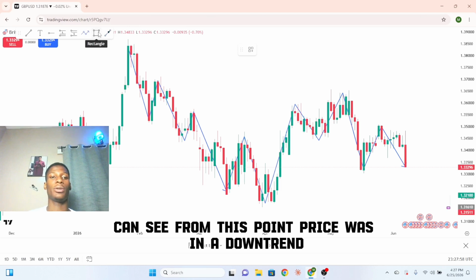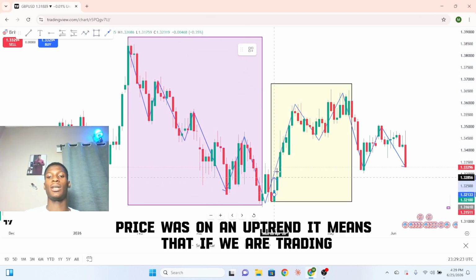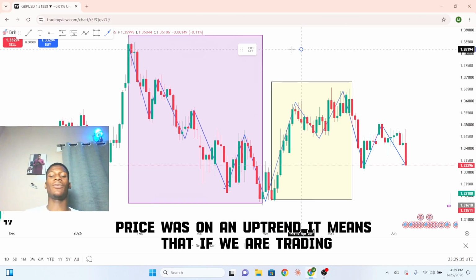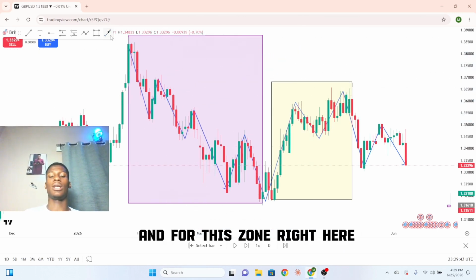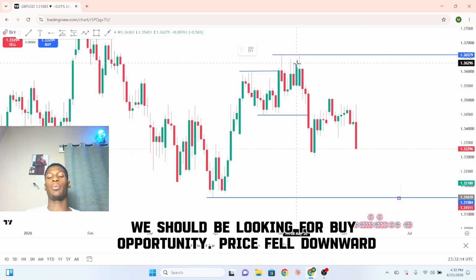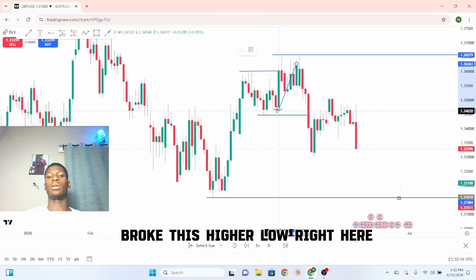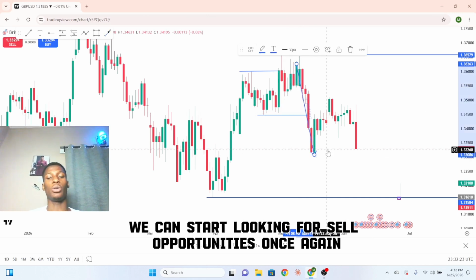You can see from this point, price was on a downtrend. And for this one right here, price was on an uptrend. So it means that if we're trading, we should be looking for sell opportunities inside this zone. And for this zone right here, we should be looking for buy opportunities. Price fell downward, broke this higher low right here, and that means that price is now back to a downtrend. We can start looking for sell opportunities once again.